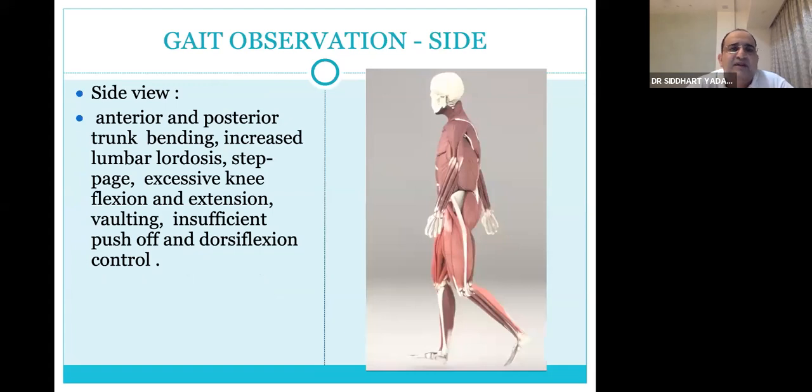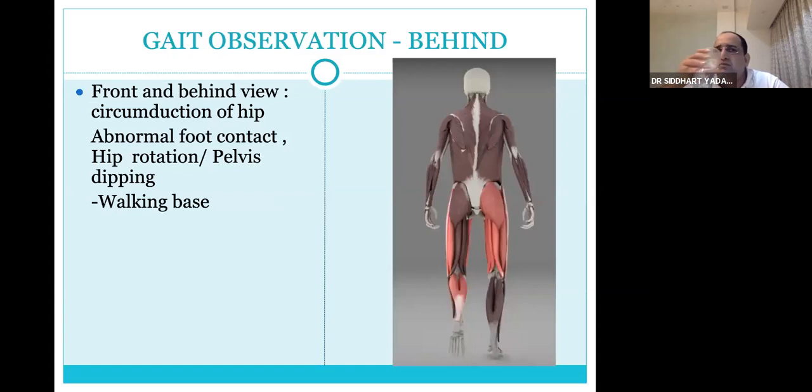Then you must see from the side: anterior and posterior trunk bending, increased lumbar lordosis, steppage, excessive knee flexion, extension, faulting, insufficiency, any push-up or dorsiflexion control. Now from behind also you must see how the hip is, how the hip circumduction is, abnormal foot contact, hip rotation, pelvic dipping, and also the walking base that you can see also from front.